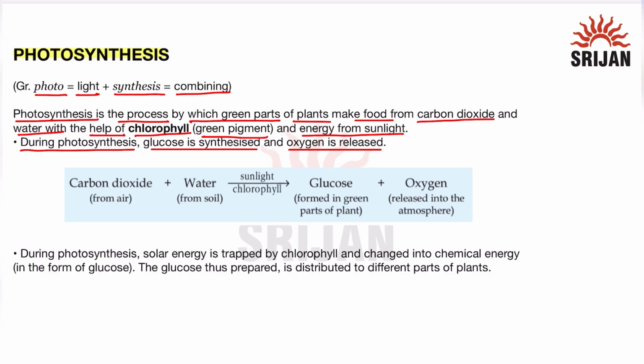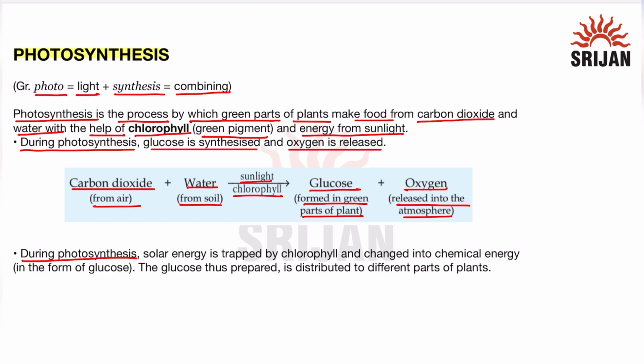Now, let us see the equation of photosynthesis. Carbon dioxide is taken from air, water is taken from soil by the roots, and using the energy of sunlight that is captured by the chlorophyll molecule, the green pigment, it makes glucose that is formed in the green parts of the plant, and it also releases oxygen into the atmosphere. So using carbon dioxide and water and sunlight we make glucose and oxygen.